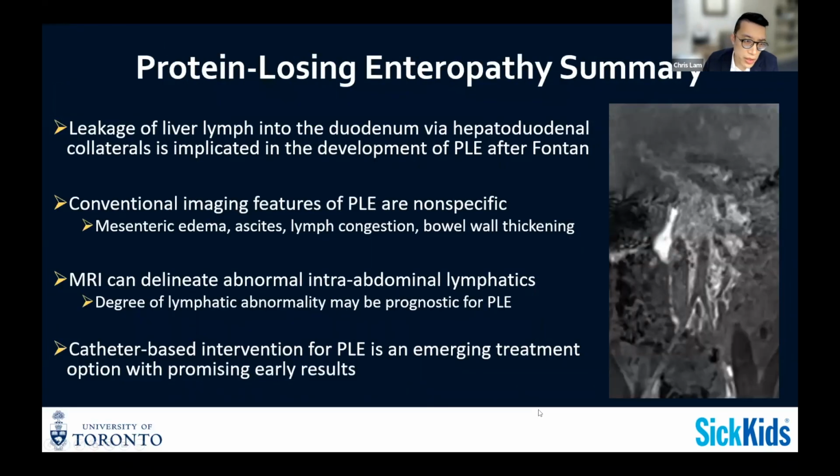So PLE summary: in Fontan, it's usually due to leakage of liver lymph into the duodenum via hepatoduodenal collaterals. Conventional imaging features of PLE are nonspecific, but T2 MRL and dynamic contrast MRL can delineate these abnormal lymphatics, and catheter-based intervention is an emerging treatment option with promising early results.